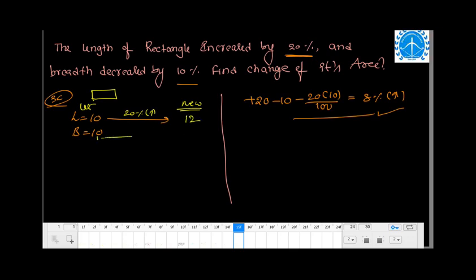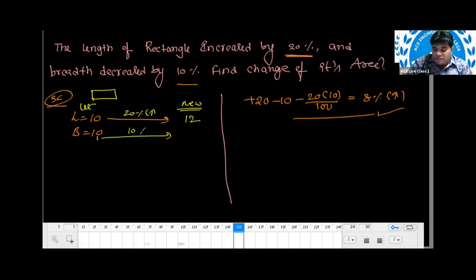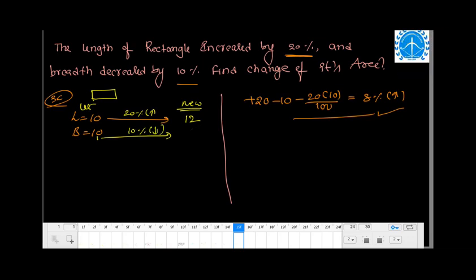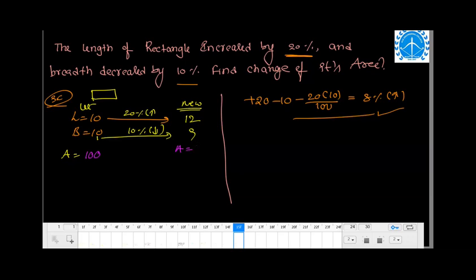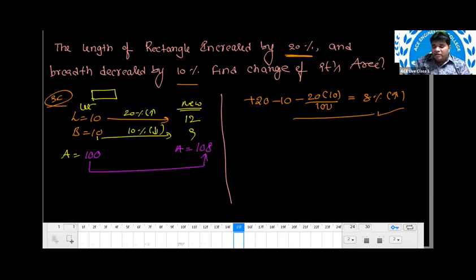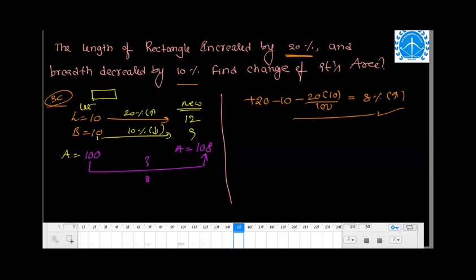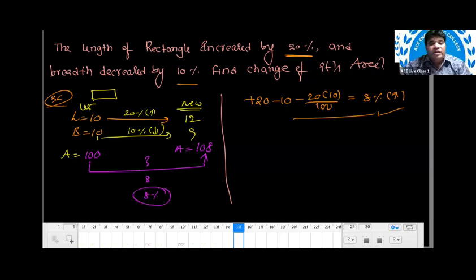So breadth is decreased by 10%. What is the breadth value? 9. Here, what is the area? Length into breadth, what is the answer? 108. Compared with 100, how much is increased? 8. So 8% increased. Completed answer. This is one method. Are you getting it now?